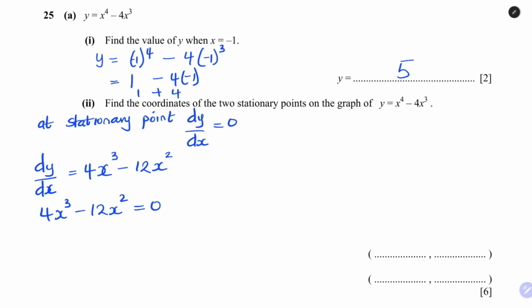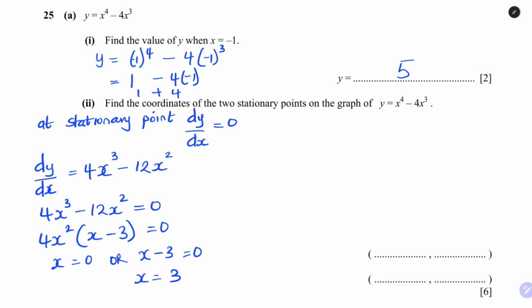Now I'm going to factorize this. The highest common factor of these two terms here is 4x squared. In the bracket, I'll have x minus 3 equal to 0. Beautiful. Now, since I have this, I know 4x squared equal to 0 will imply that what? x is equal to 0, or x minus 3 equal to 0 will imply x equals 3. So my two values of x are what? 0 and 3.